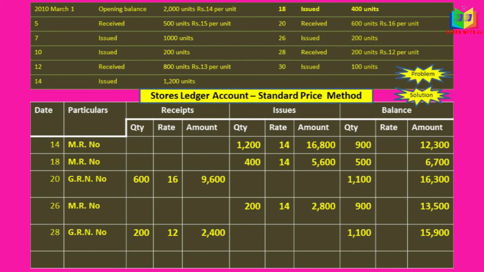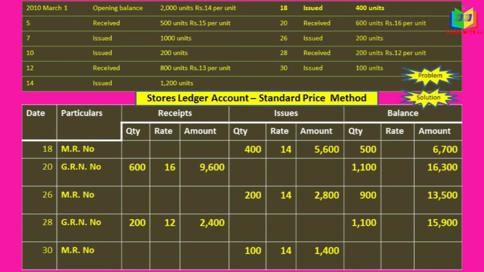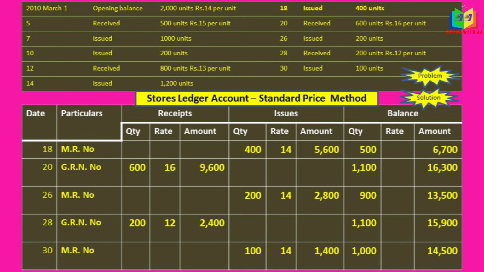15,900. And the last one, that is the issue on 30th, 100 units, and this is to be issued at 14 rupees. So the amount is 1,400. Now we have to subtract it from the balance. 1,100 minus 100 will get 1,000 and 15,900 minus 1,400 will get 14,500.